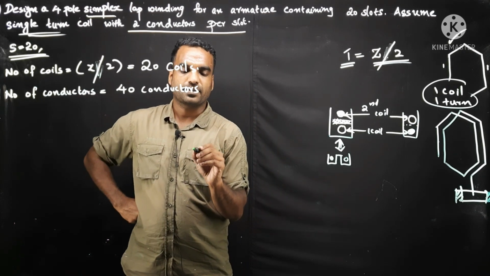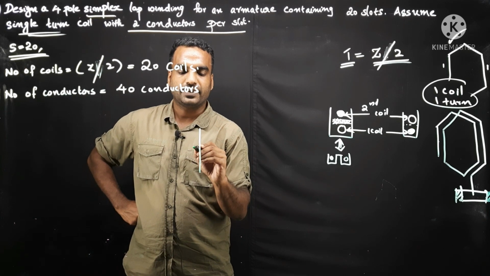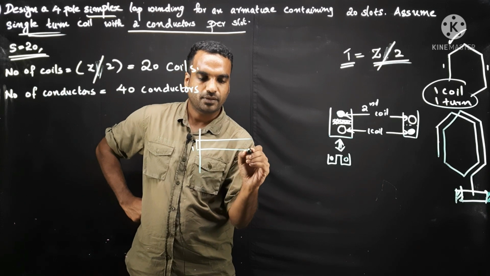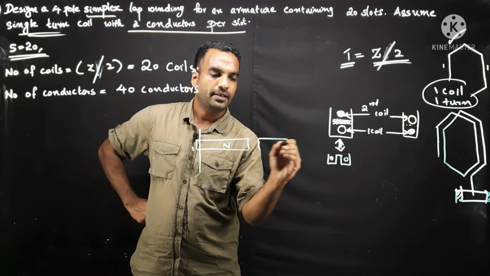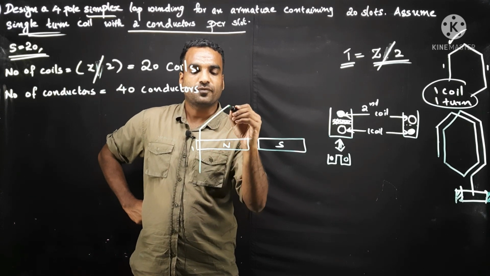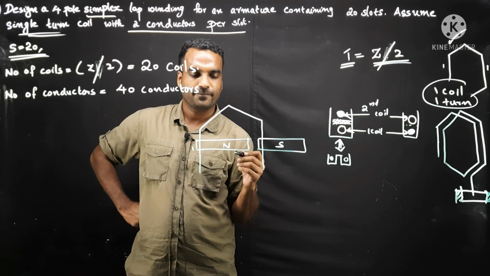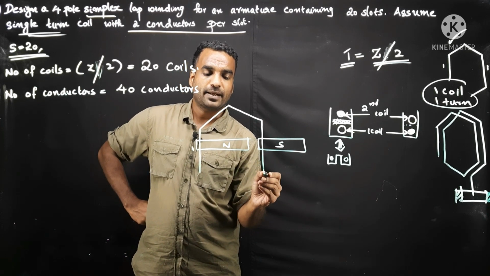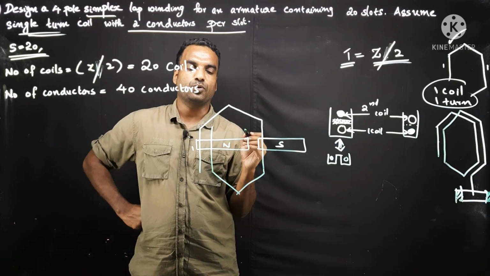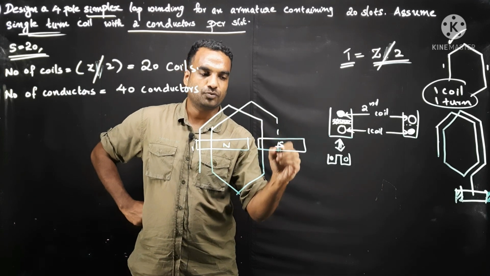Now we are moving into the actual situation of winding. If it is the first conductor which comes under north pole and correspondingly we are having a south pole, it is lap winding. So first conductor of north coil is connected to first conductor of south coil. And it will again come back to the second conductor of north pole. Again it will go to the second conductor of south pole, like that.